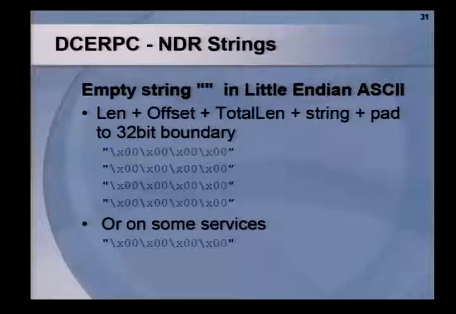A number of other services in DCERPC land will just send 4 bytes of null, saying, hey, my length is 0, and just skip it. So you have to know which version of the MIDL compiler they used to know how they're marshaling a null string, because most services you're not actually going to expect to see a null. So the developers never hit the differences between the different MIDL compilers.